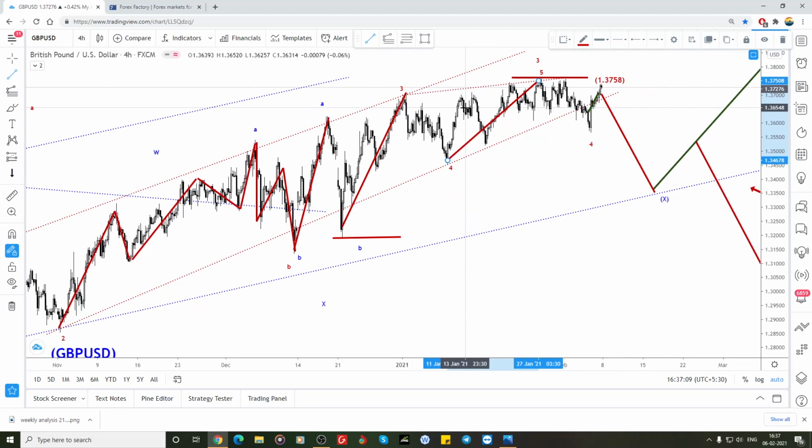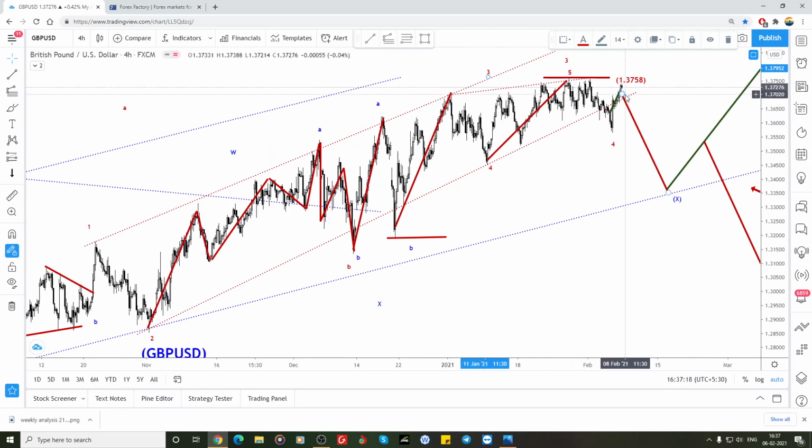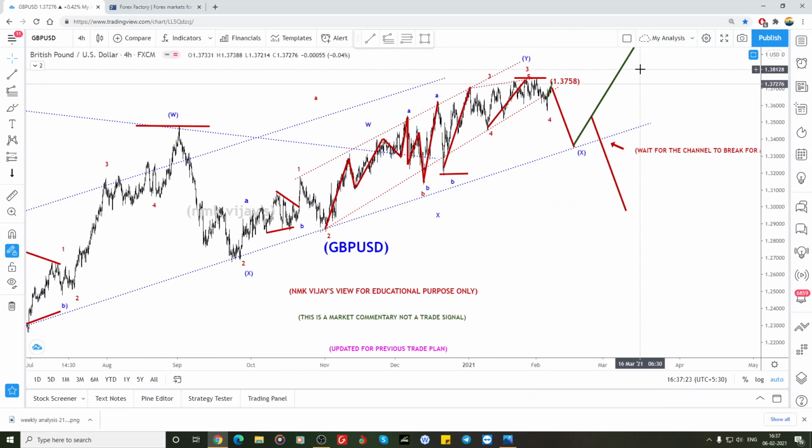That is why I have already mentioned that it has to break this channel. In this also, if it breaks and closes, after that it has a lot of chances to go back again for the bullish, because it is the end of the Y, means this could be X, and again Z is also available. So it's very, very tough. So my conclusion is this is the end of the third, and the fourth, we are in that fourth wave. Otherwise the next is, this could be a W also, because A, B, C is a W.